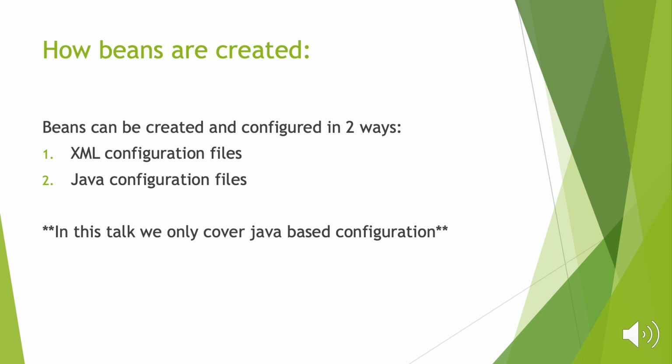Before we talk about the different ways beans or objects can be injected where they're needed, we need to look at how Spring creates these objects or beans in the first place. There are two main methods by which Spring creates its own beans. One is using an XML configuration file, and one is a Java configuration file. In this talk, we will only talk about Java-based configuration.